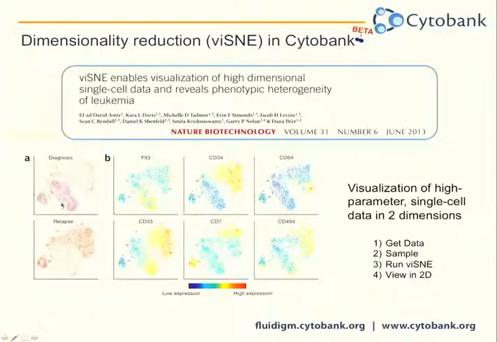This original figure, as Erin pointed out earlier today, is this patient at diagnosis and then at relapse. Those events that are distinguishing of relapse are high in very stem-like markers, stem cell markers such as CD34 positive as well. The way you'll be able to use Visney in Cytobank is pretty simple. You just take your data that's already on Cytobank, put in how many events you want to run it on, and then afterwards you can view it in 2 dimensions.